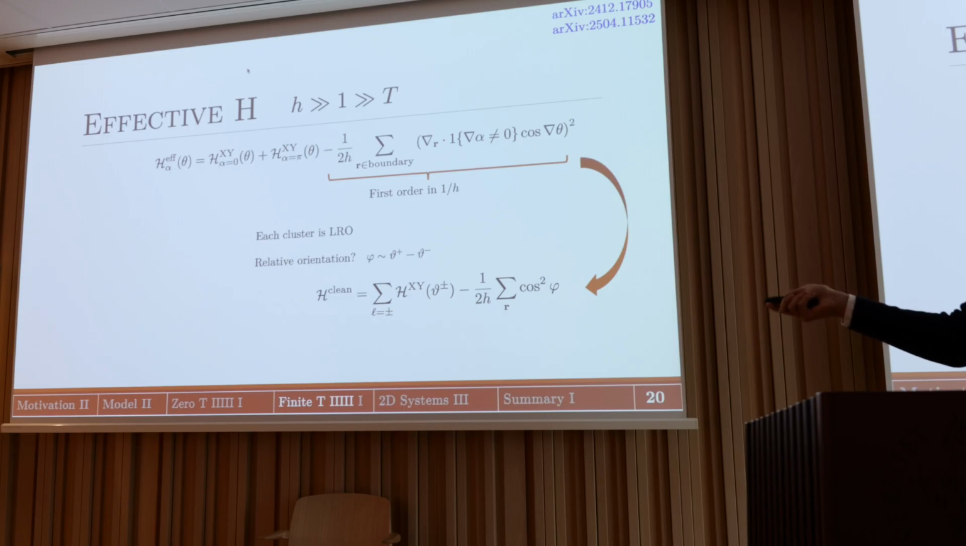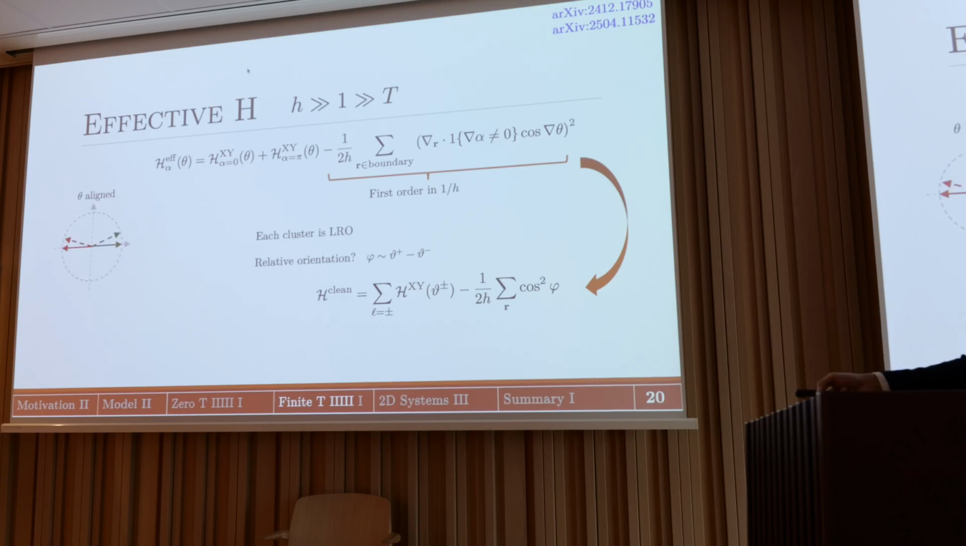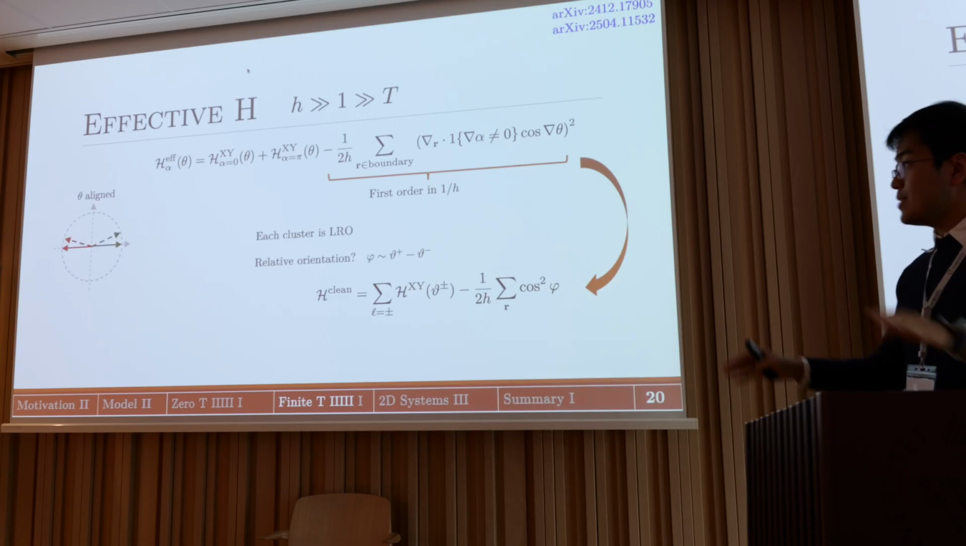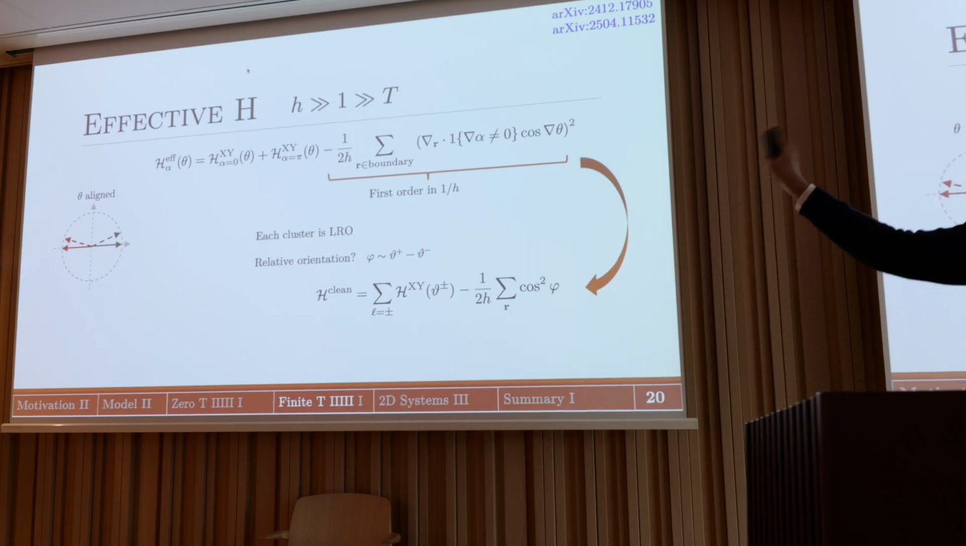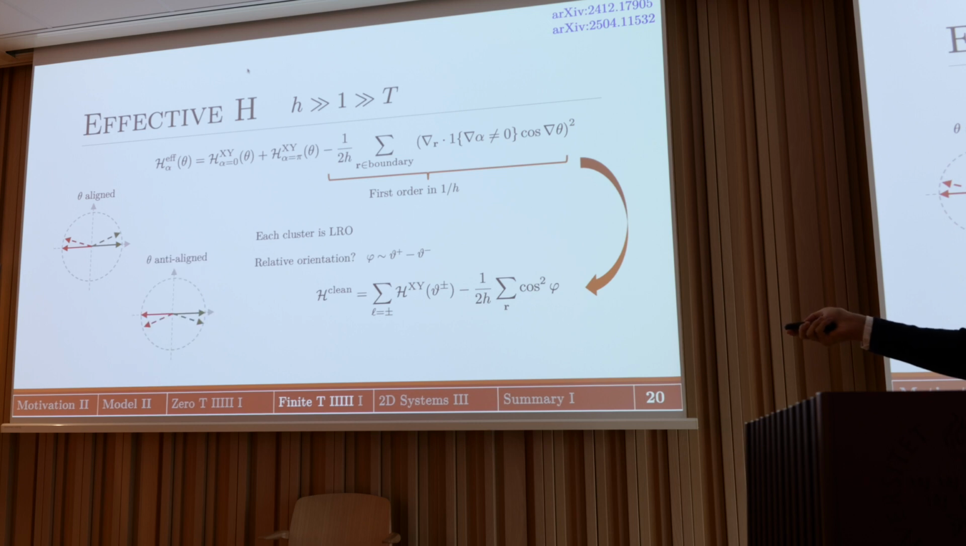Okay, so in that case, it's quite easy to see that the ground state solution of this interaction is just relative orientation 0 or relative orientation pi. If the relative orientation is 0, so that all the thetas are aligned, then I have my ground state slanting upwards. If I have phi equals pi, then my ground state is slanting downwards. Okay?